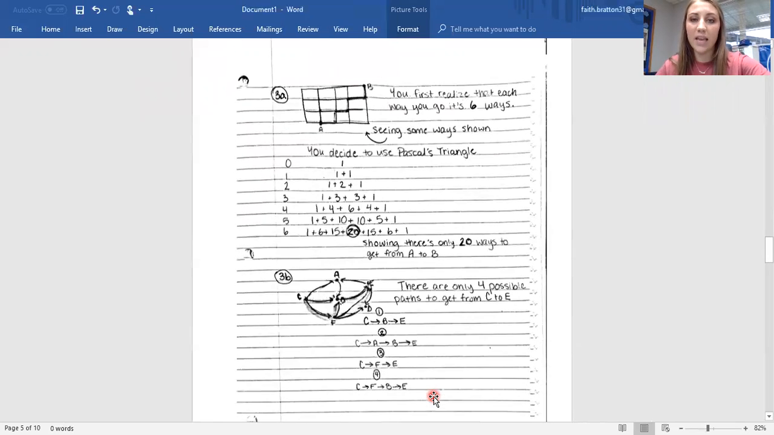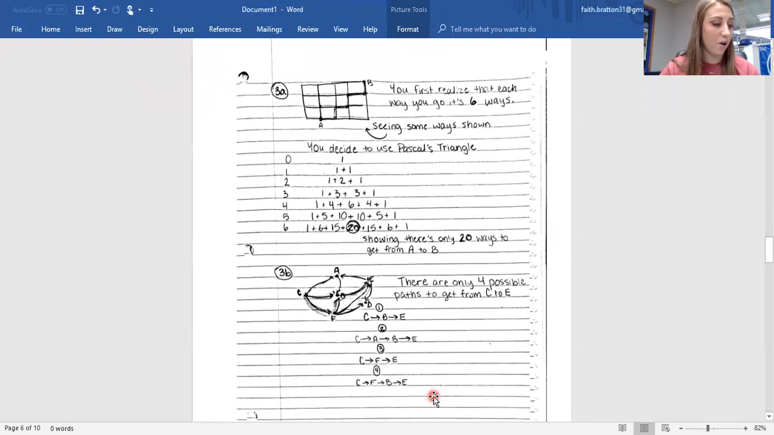For 3A, you must find out, okay, it says, if one must always move upward or to the right, draw a diagram for how many ways you can get from A to B. You first realize that each way you go, there's only 6. 1, 2, 3, 4, 5, 6. 1, 2, 3, 4, 5, 6.